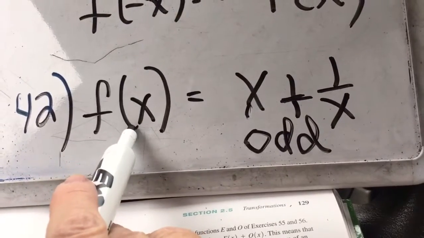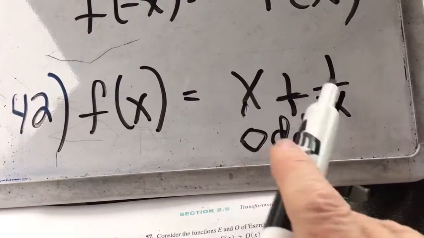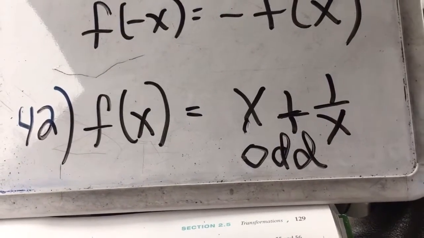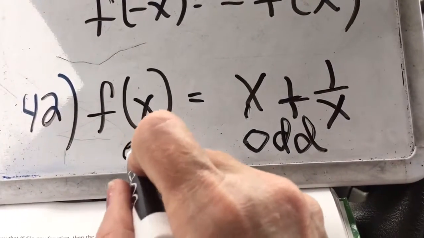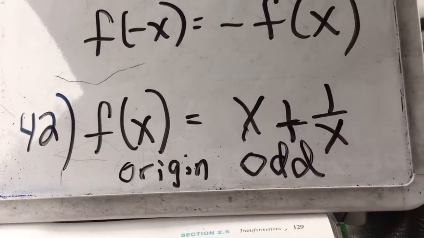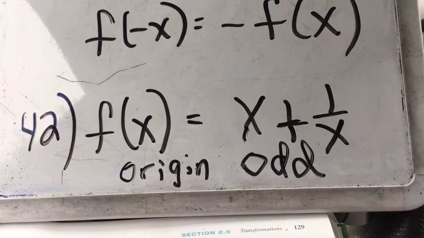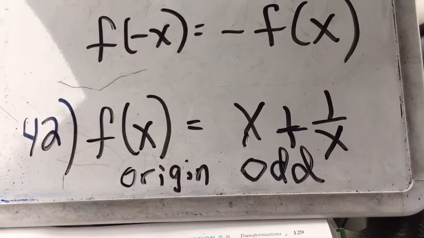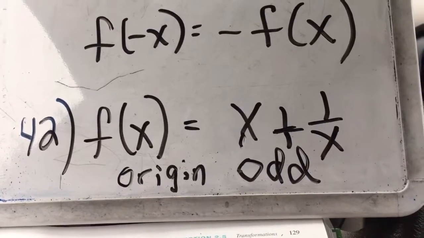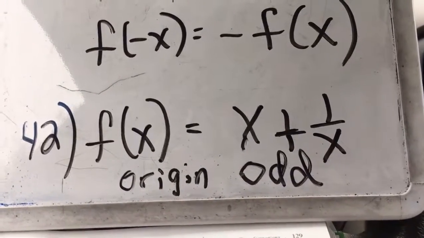If I replace this one and this one and this one, then I end up getting the same function back again. And that's my origin symmetry. Okay, it doesn't have our x-axis symmetry. It doesn't have our y-axis symmetry, but it does have origin symmetry, and therefore it is odd.